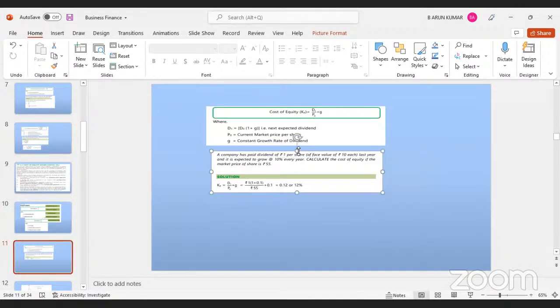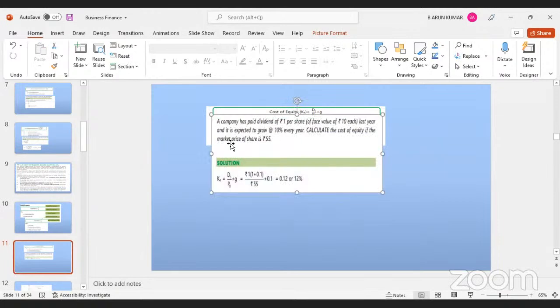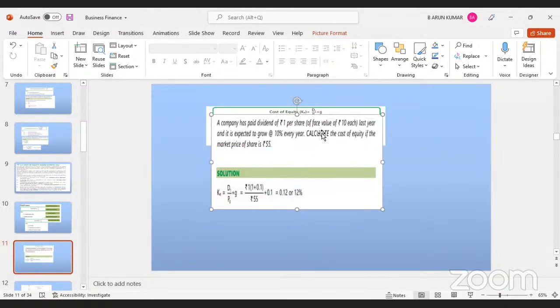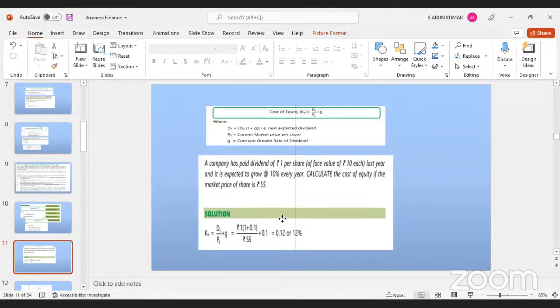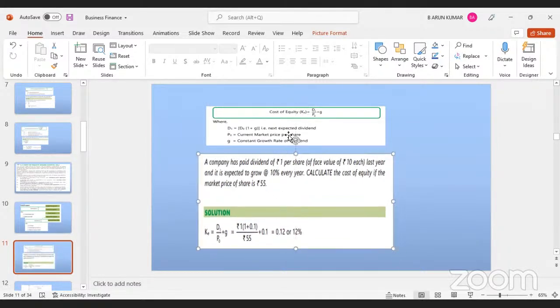This is the actual problem. A company has paid a dividend of 1 per share, and the face value is 10 rupees. Last year it is expected to grow 10%. This is a growth approach actually. After discussing the growth approach, we come to this one. This is the growth approach formula.